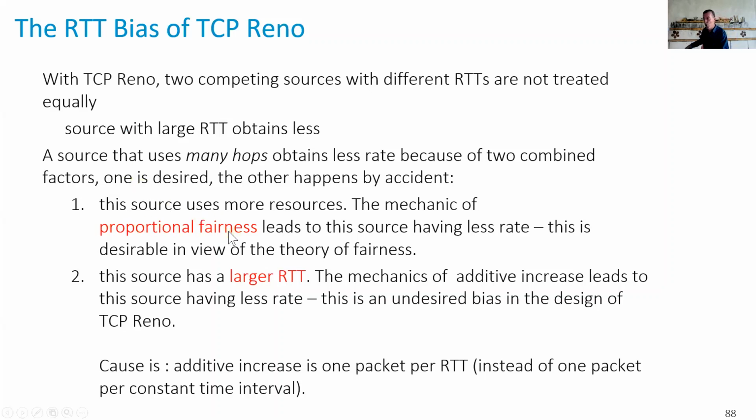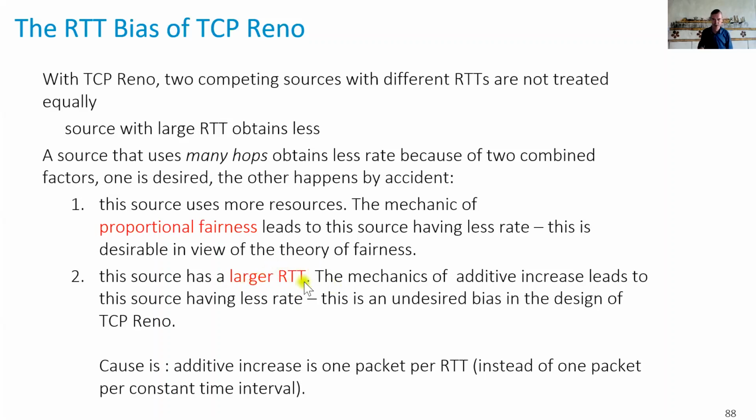You're using more hops, you get less than somebody who's using fewer hops. It will still make sure you get something, but you're using a larger part of the network. If you use multiple parts that are each congested, then you get less. That's not a problem. It's part of the proportional fairness theory. However, the simple fact that the RTT is large in itself introduces a bias.